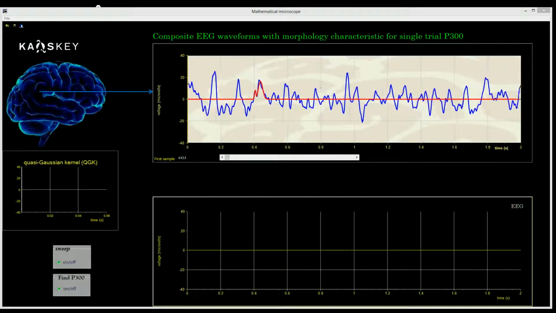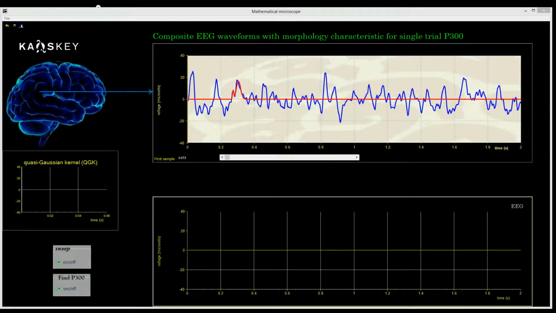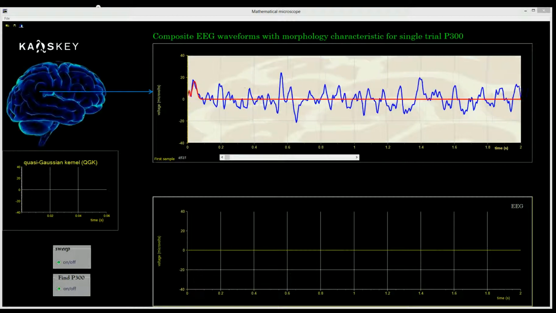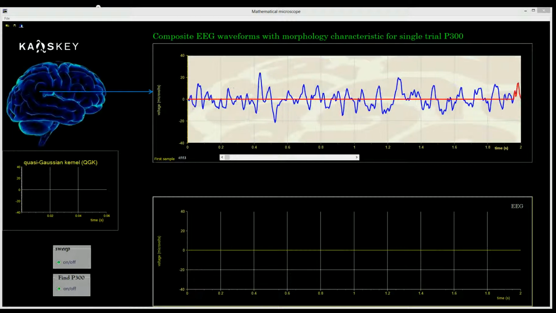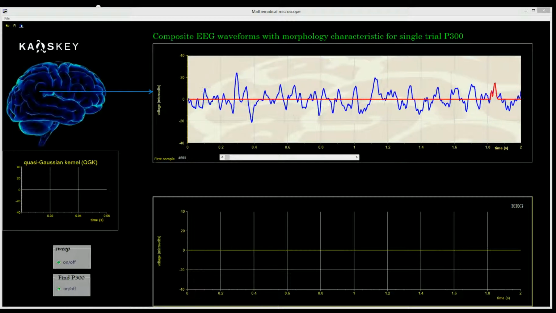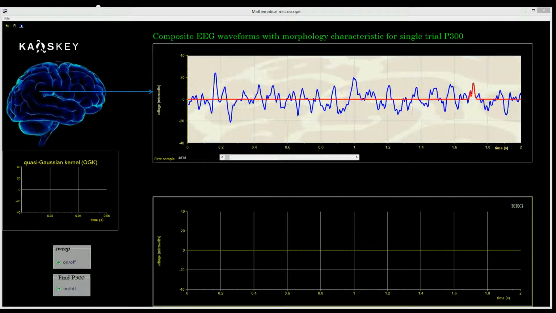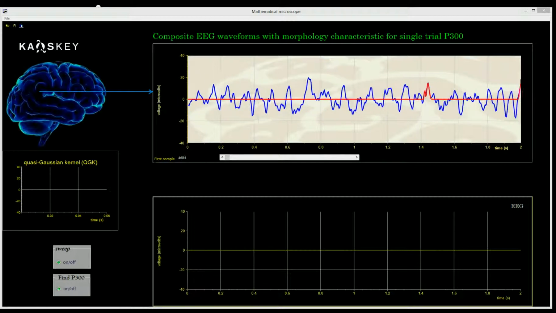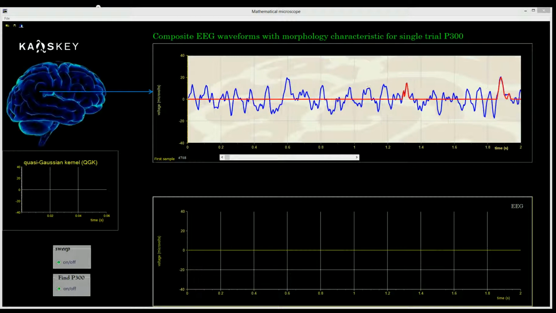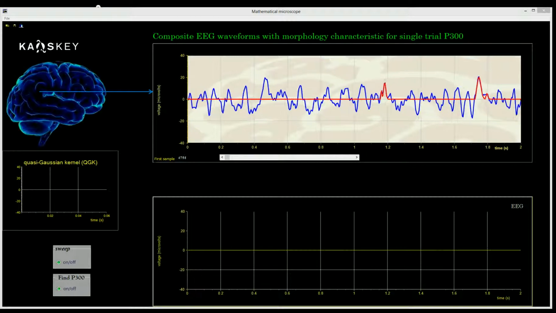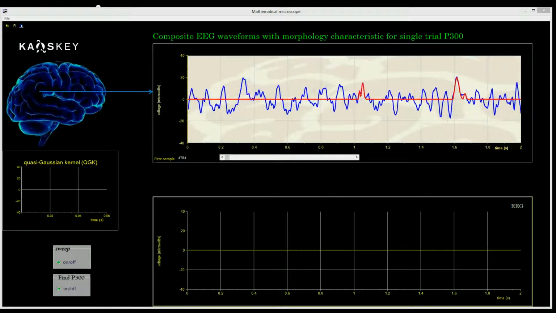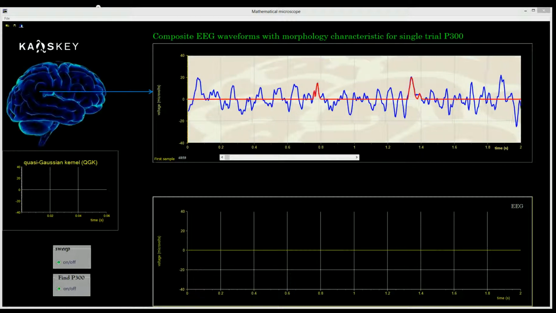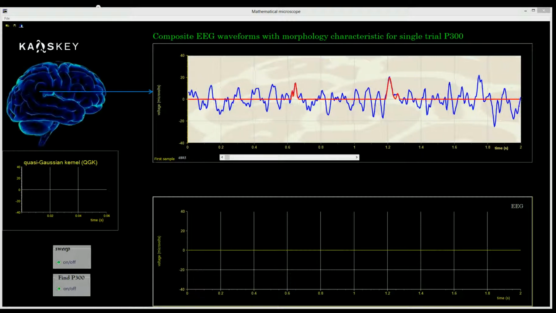The results of the search of such elements in the time course of ongoing EEGs are illustrated in the upper panel of the screen. The blue line shows the ongoing EEG. The red lines show the composites of quasi-Gaussian kernels, which produce large positive double peak or triple peak waveforms. Such morphology is similar to the characteristic morphology of the P300 cognitive potential.